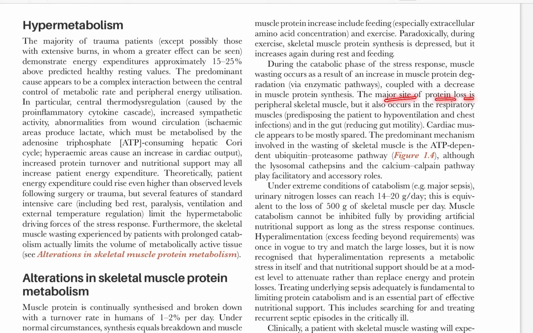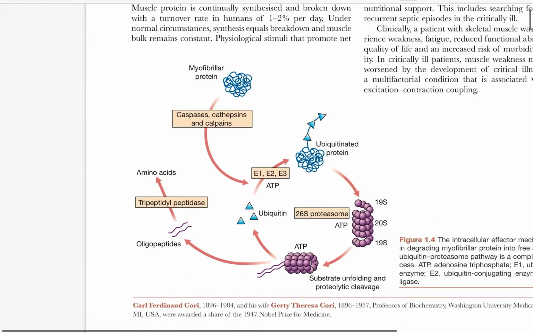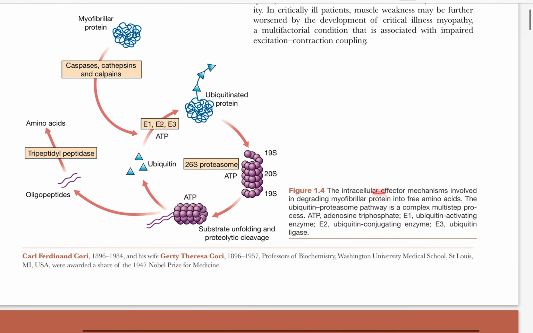The major site of the protein loss is the peripheral skeletal muscle, but it also occurs in the respiratory muscle, predisposing the patient to hypoventilation and chest infections, and in the gut, reduces gut motility. Cardiac muscle appears to be mostly spared. The predominant mechanism involved in the wasting of the skeletal muscle is the ATP dependent ubiquitin proteasome pathway, that is shown in figure 1.4, which shows the intracellular effector mechanism involved in degrading the myofibrillar protein into free amino acids.